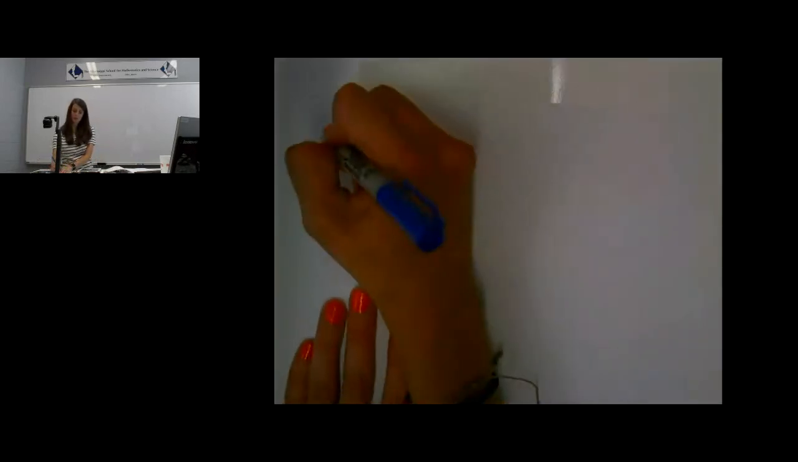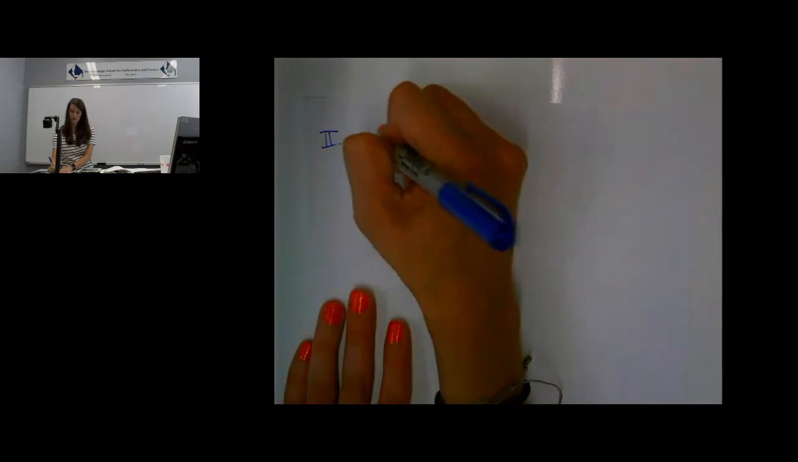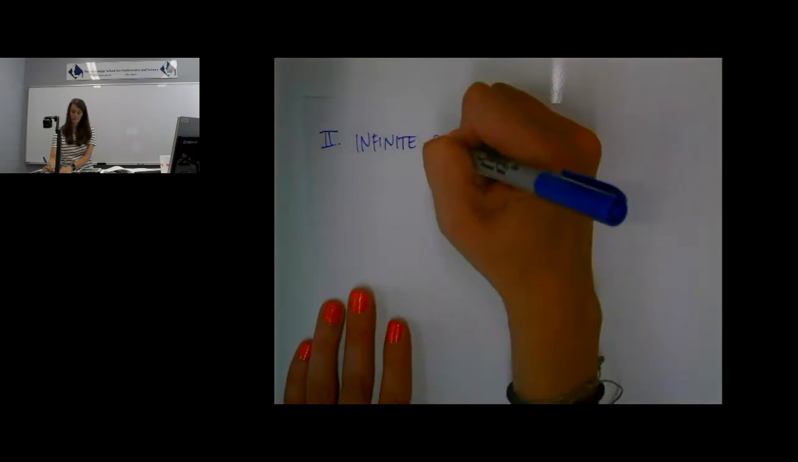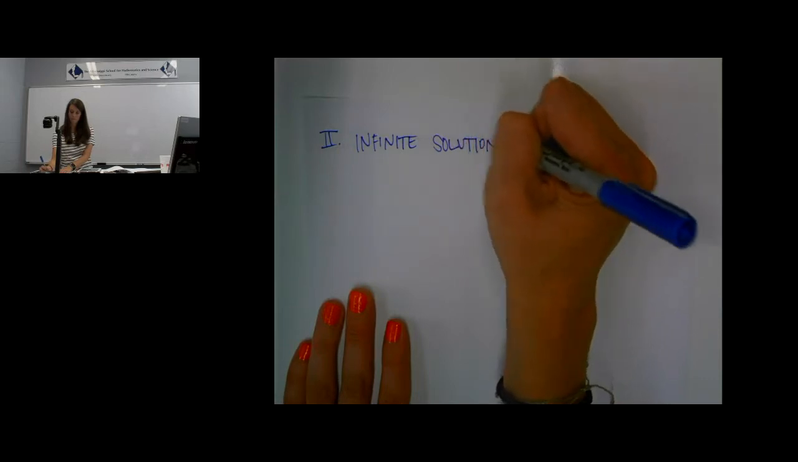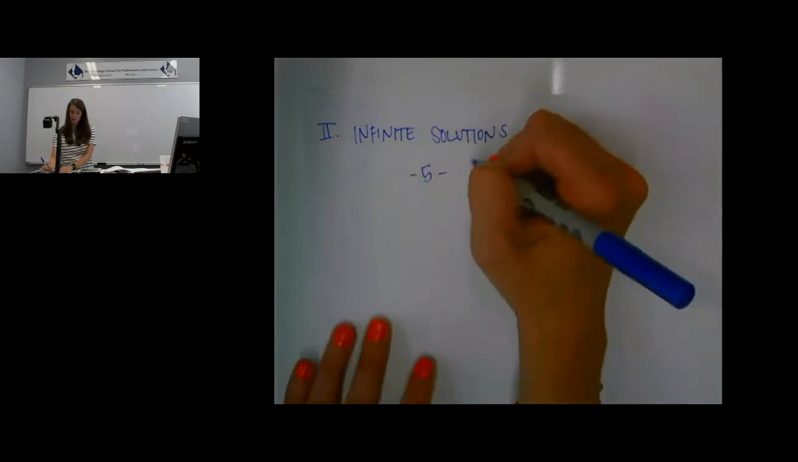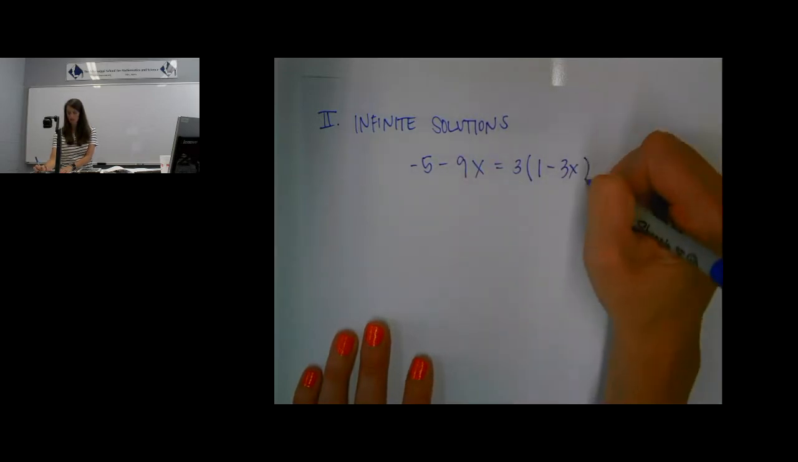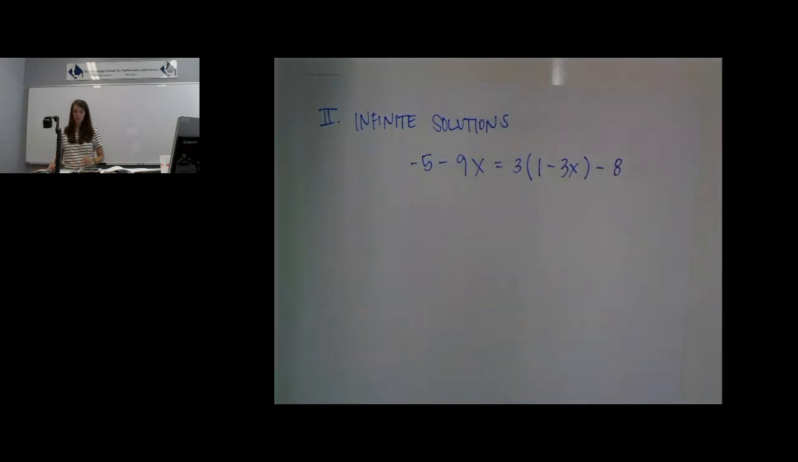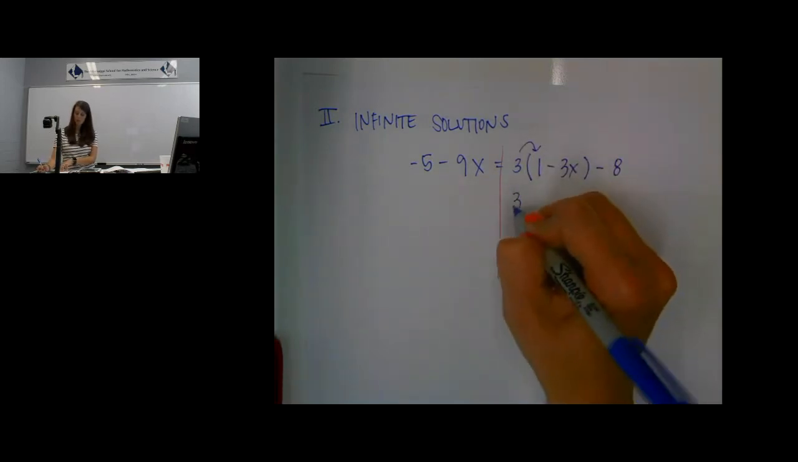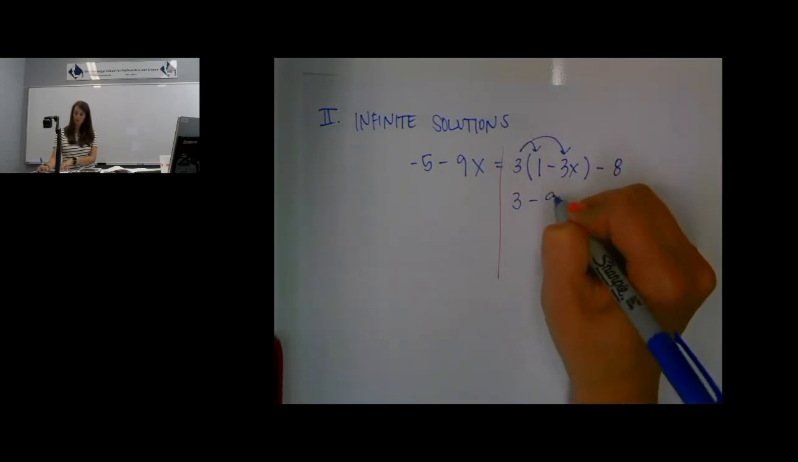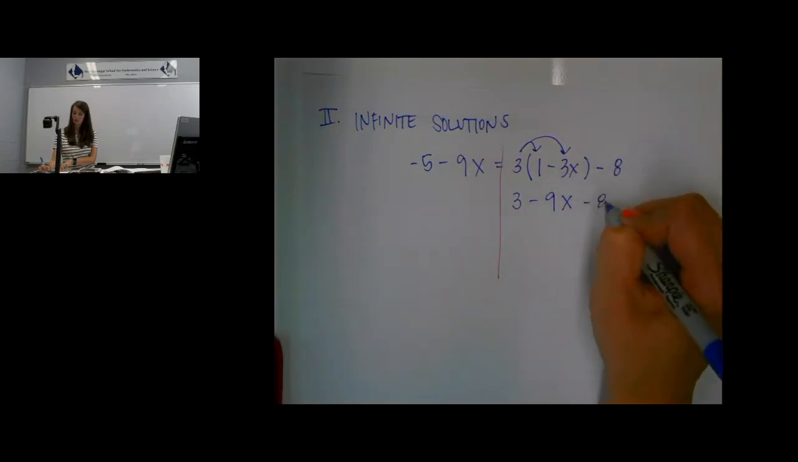Okay, so let's look at infinite solutions. Let's do one. Negative 5 minus a 9x is equal to 3 times 1 minus a 3x minus an 8. Here I can't combine anything over on the left hand side, but the right hand side I can do some combining. So I'm going to say 3 times 1, which is a 3, 3 times negative 3, which is negative 9x, minus an 8.